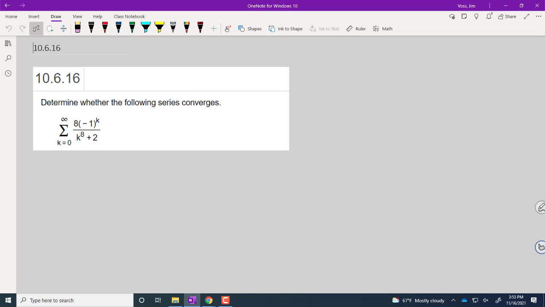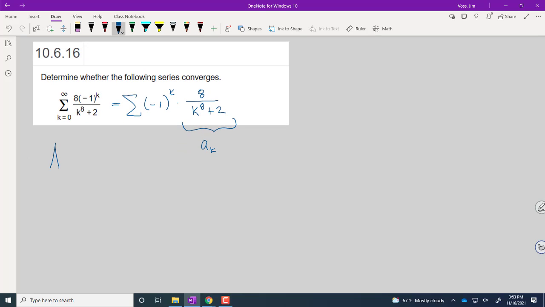All right, so alternating series. I'm going to just rewrite this, emphasizing that the switch is separate from a sub k. So for an alternating series, a sub k doesn't include the switch. So a sub k is everything but the negative stuff. Alternating series test.